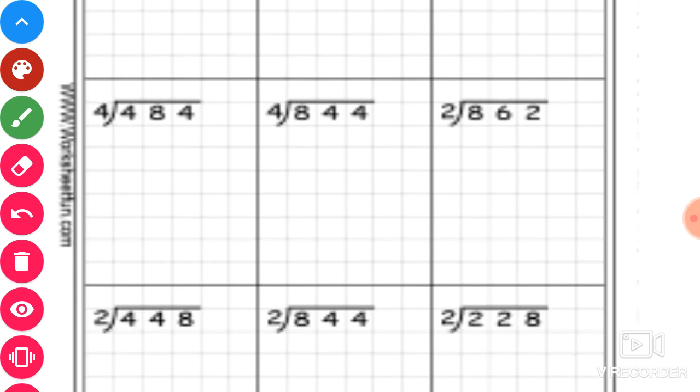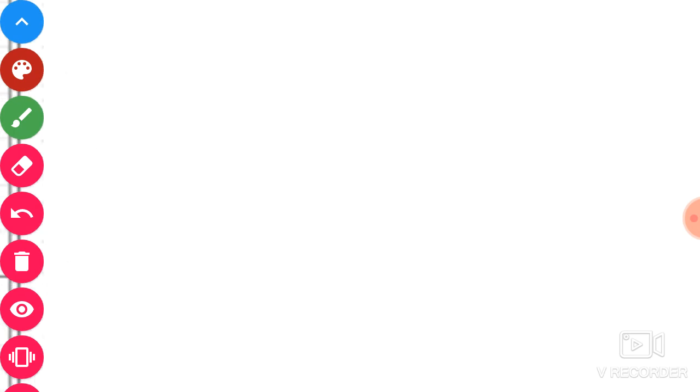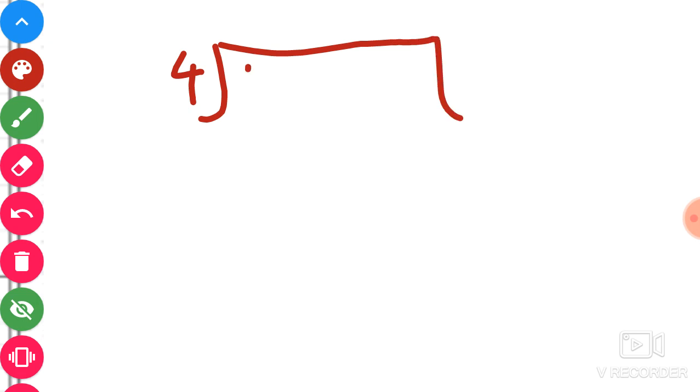Moving toward the next question. Our next question is 484 divided by 4. Okay, let us do this question. Do this question yourself. Very easy question. Do this question yourself. Start from leftmost side.